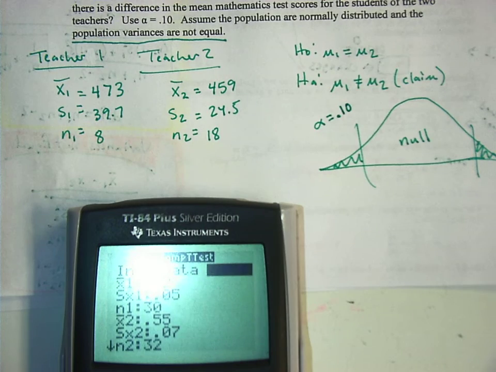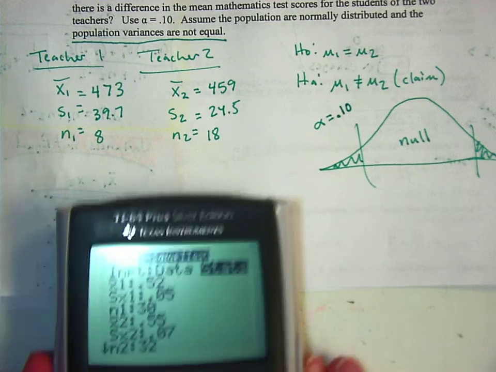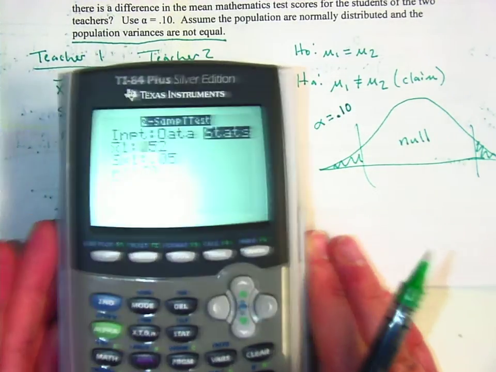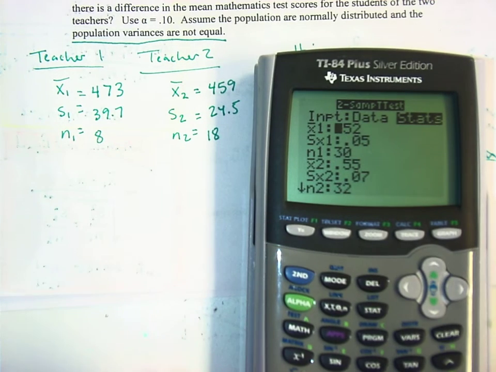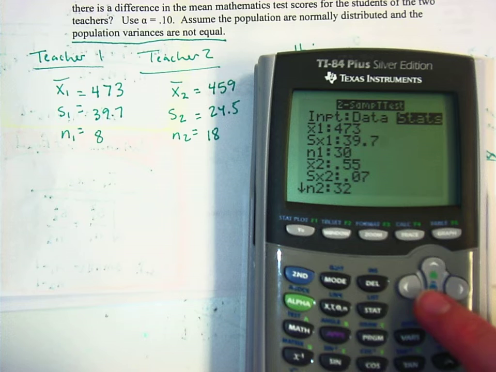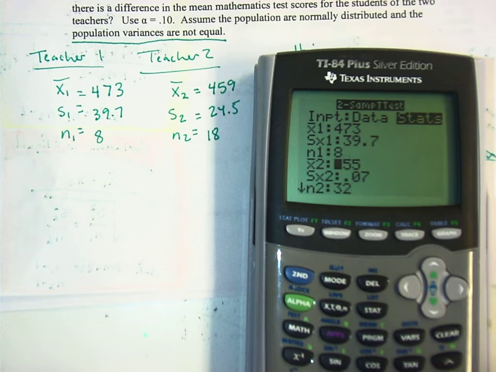2 sample t-test. All right, I'm going to start putting in my stats. X bar 1 is 473. I'm just going to let you guys type it without talking over you.